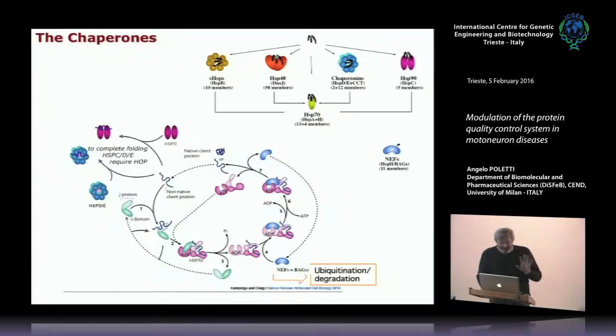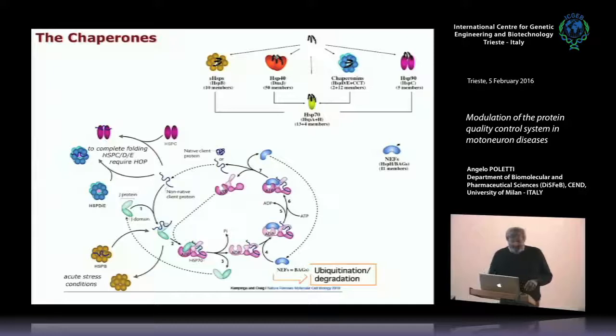This is a basic mechanism, but during stress, you have another series of chaperones that are the small heat shock proteins that are able to recognize proteins that lose the correct conformation, and they just help the machinery, the core machinery, to refold these components or to decide the fate of the protein. I will come back on these small heat shock proteins, because this will be the topic of my talk.